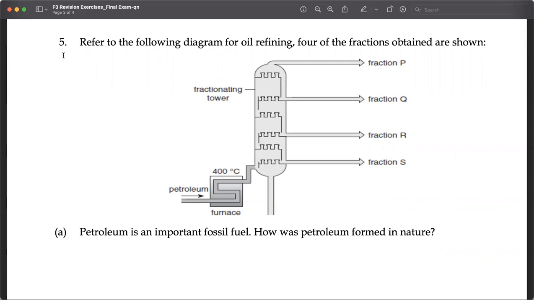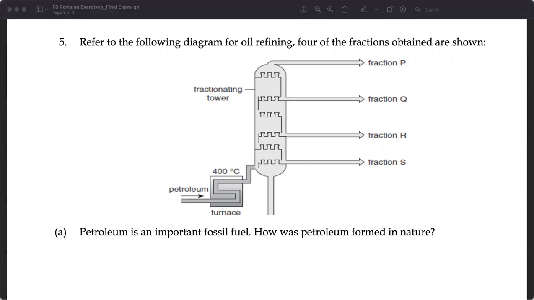For question 5, refer to the following diagram for oil refining. That is the fractional distillation in the industry setup. 4 of the fractions obtained are shown. Petroleum is an important fossil fuel. How was petroleum formed in nature?